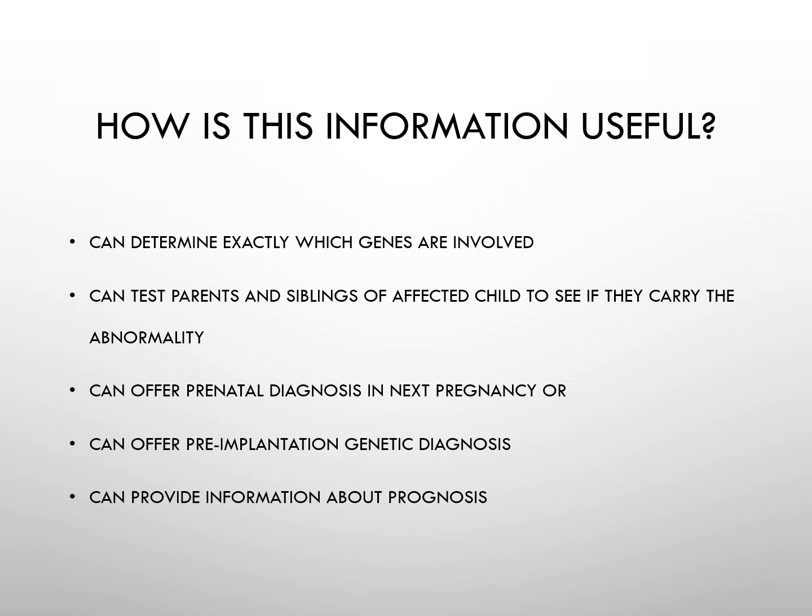So again, how is this information useful? Same as the previous one, it can determine exactly which genes are involved, and can test parents and siblings of the affected child to see if they carry the abnormality. It can also offer prenatal diagnosis in the next pregnancy, or offer pre-implantation genetic diagnosis, or provide information about the prognosis.